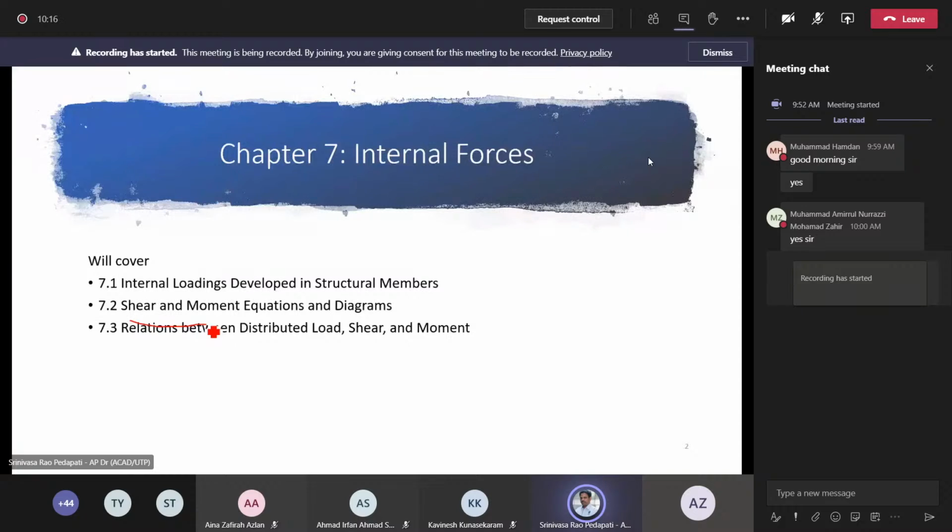Last class we covered internal loading, how the internal loading can be calculated. So this part is completed. The other sections, like how to create shear and moment equations and diagrams, we will learn in this class.